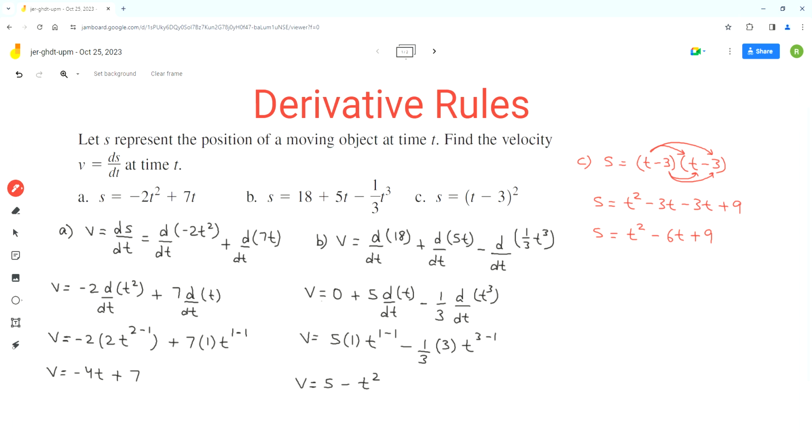So now we should apply the derivative rules to find the derivative of this position function. So we can write, so v equals, so we start by the derivative of the first term, t squared, and then minus the derivative of the second term, and then the derivative of the third term.